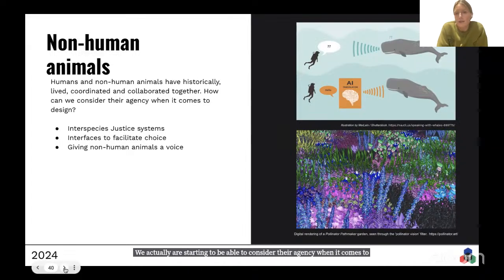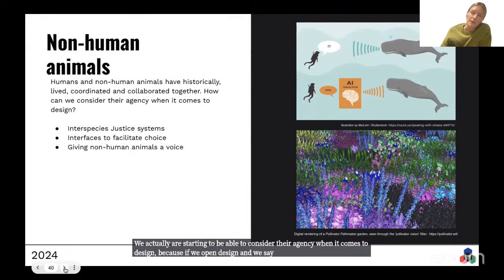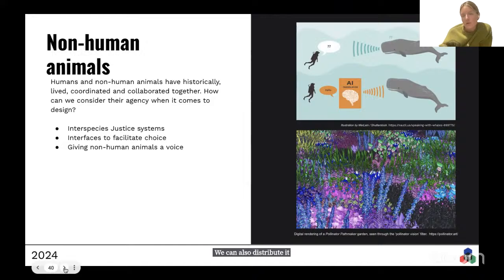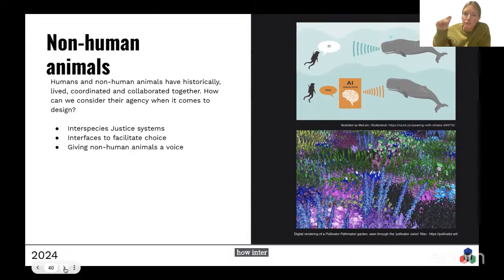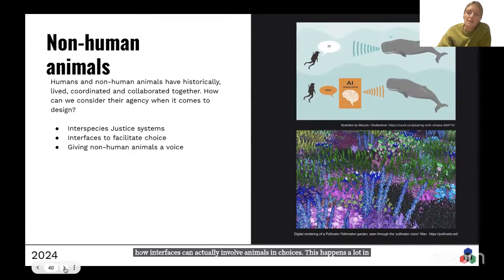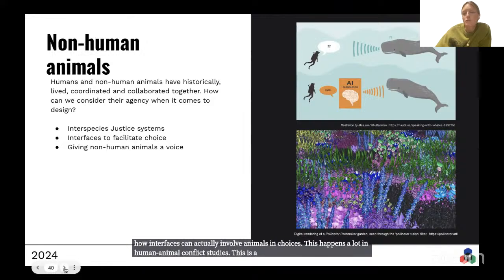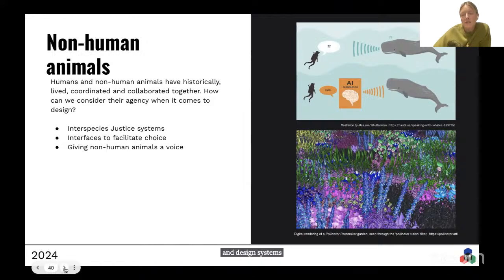Because if we open design and we say, okay, design is now distributed amongst actors, we can also distribute it around non-human animals. There are some really interesting projects happening in which we're looking at interspecies justice systems, how interfaces can actually involve animals in choices. This happens a lot in human-animal conflict studies. This is a big field in which animals are actually part of design and design systems, and they're given a voice in managing and mitigating conflicts between animals and humans.